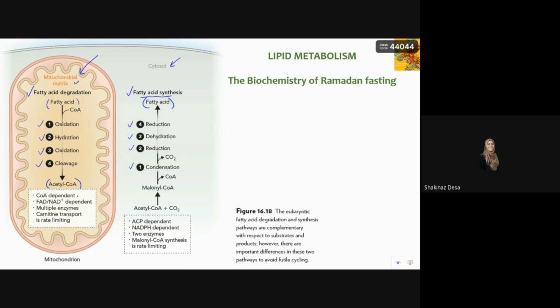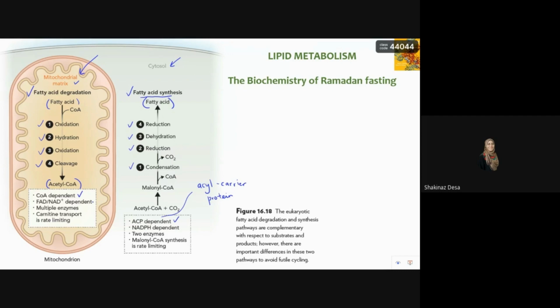If you look at the process of fatty acid degradation, it is coenzyme A dependent. So it depends on the presence of coenzyme A. However, for fatty acid synthesis, it is ACP dependent. It depends on ACP. ACP is acyl carrier protein. What else?